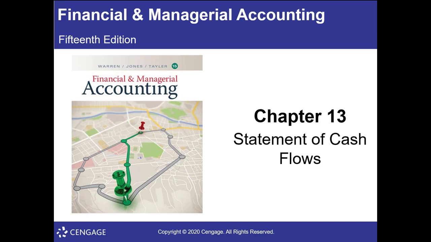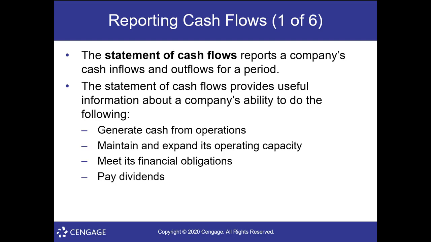Okay, Chapter 13, Statement of Cash Flows. This chapter covers the fourth and final financial statement that is provided in an annual financial package submitted by all publicly traded companies to the Securities and Exchange Commission on an annual basis. So this shows their ability to generate cash to meet their financial expectations and obligations.